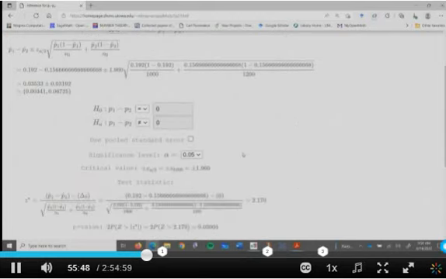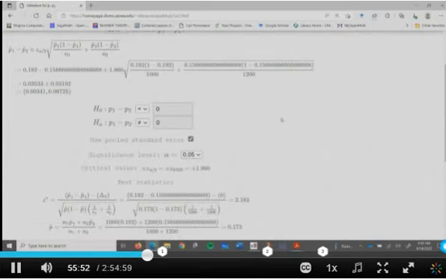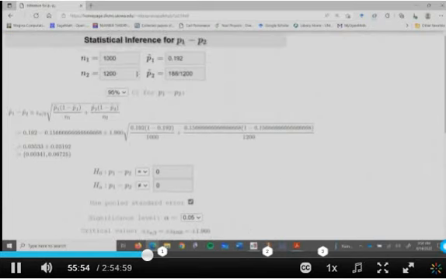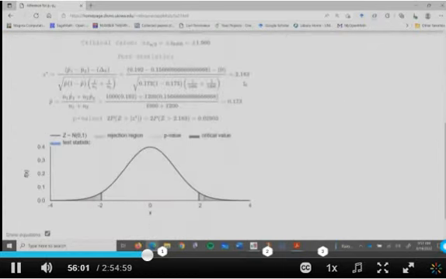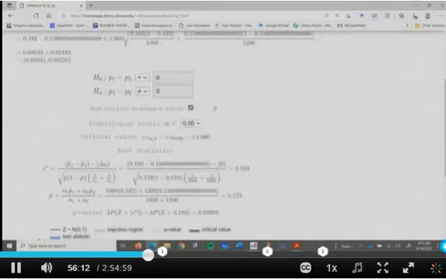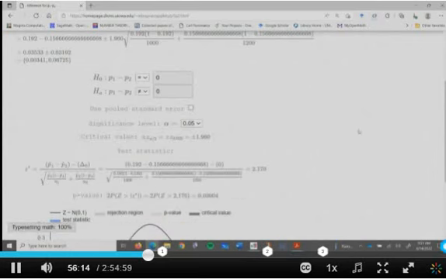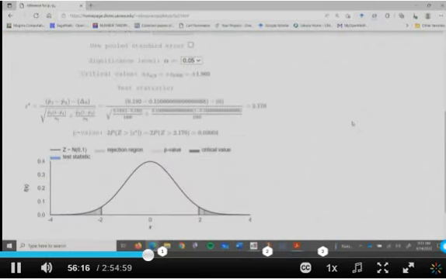Now, just to show you what would happen if I were to use pooled standard error, what that does is it combines the variance calculations, and you'll notice the result is a larger test statistic and a smaller p-value. So it does give you a little bit more power. It does make it more likely that you'll be able to reject the null hypothesis. But as I said, in this class, we are generally not going to use pooled standard error for these types of questions.